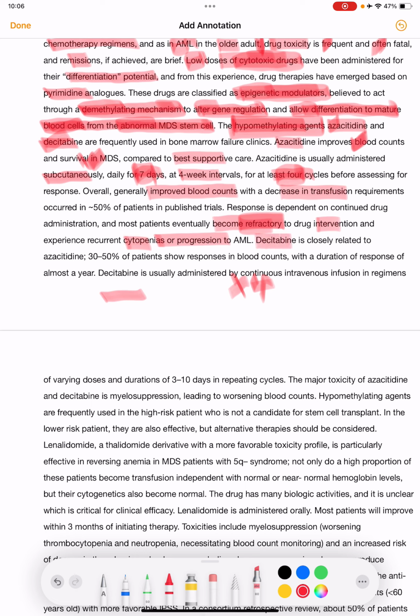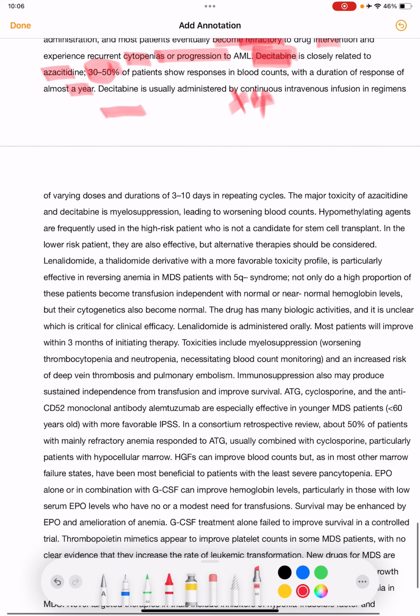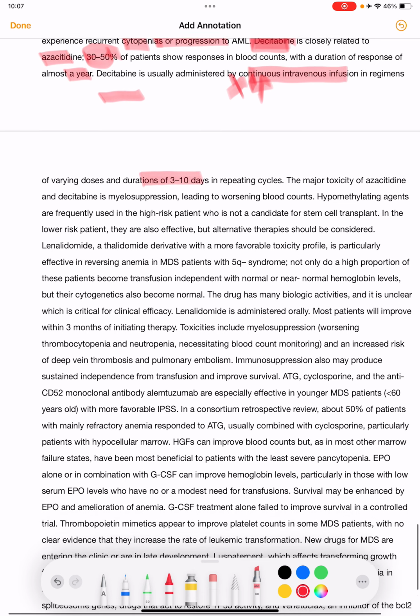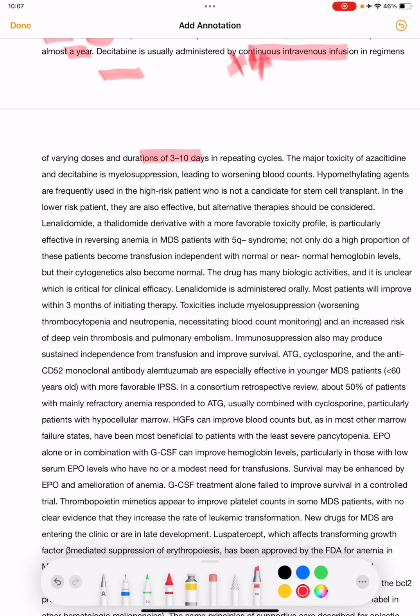Then we have decitabine, which is closely related to azacitidine. 30 to 50% of patients show a response in blood counts, with a duration of response of almost a year. It is administered by continuous intravenous infusion in regimens of varying doses and duration of 3 to 10 days in repeating cycles.